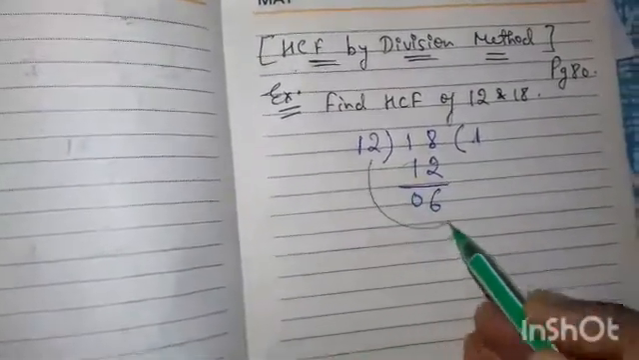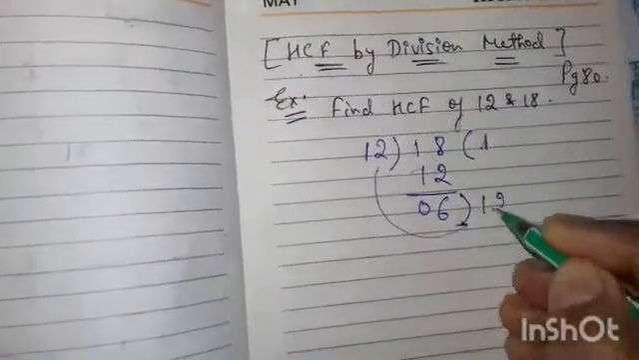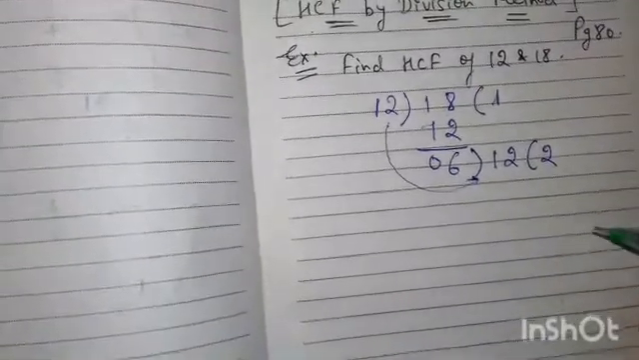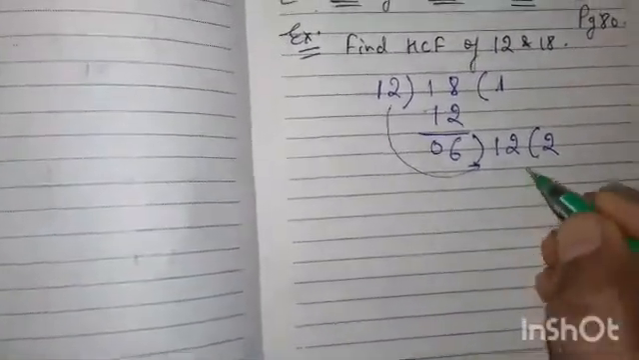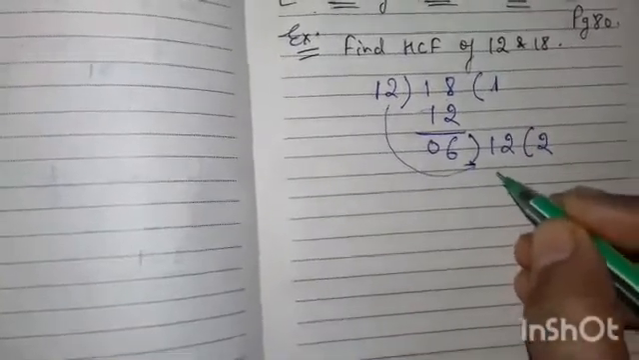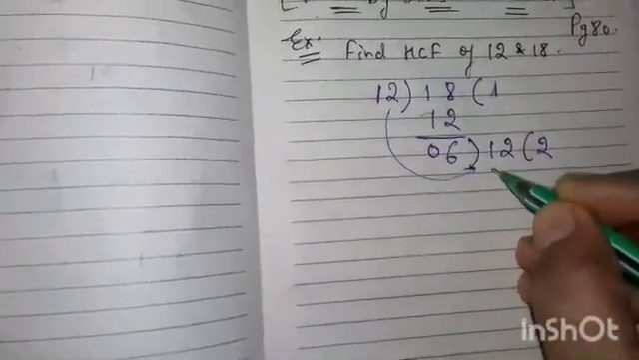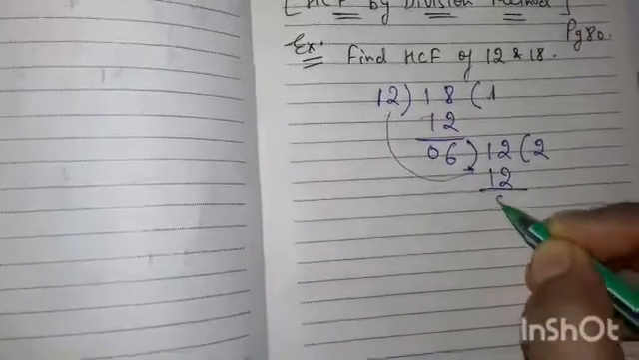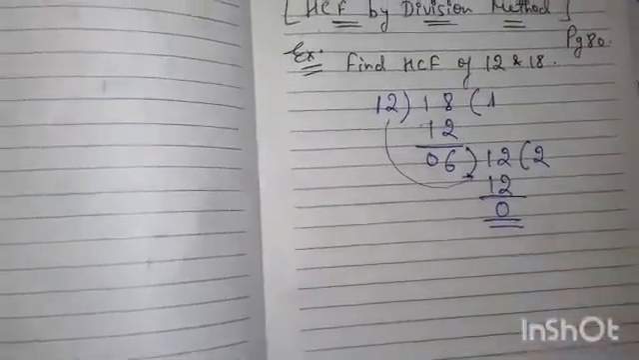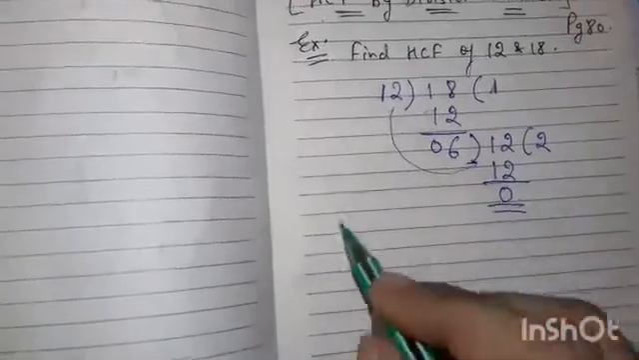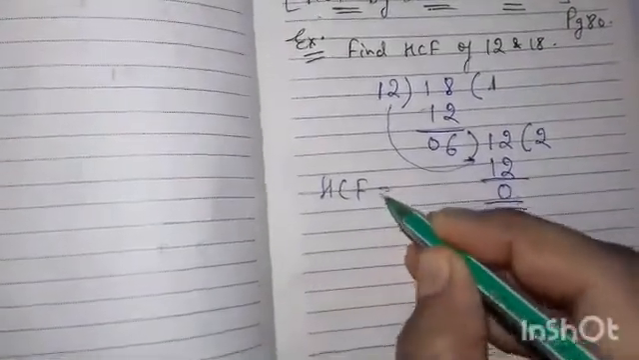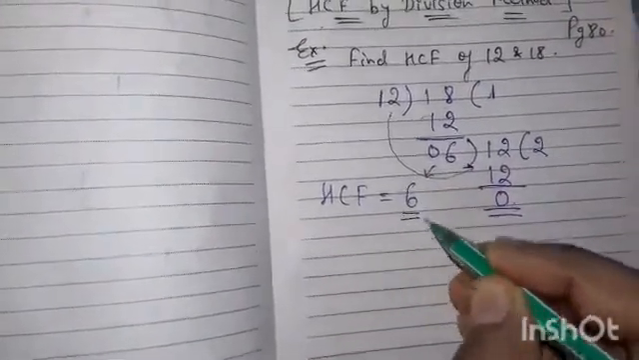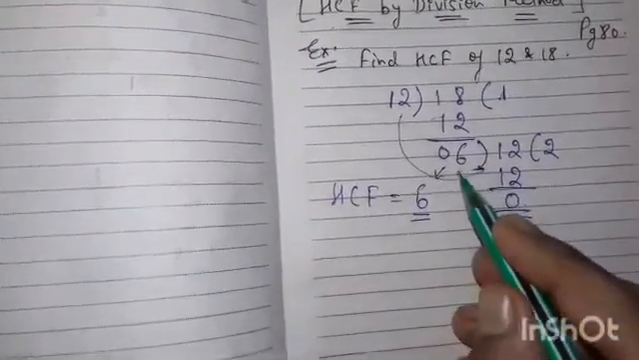Then this divisor is made the dividend. Now 6 twos are 12. You can continue it, and if at last you have a remainder of 0, then you stop the division process. 6 twos are 12, here the remainder is 0. Now you stop the process, and the divisor you found at last is the HCF. So the HCF is 6 because it's the last divisor.